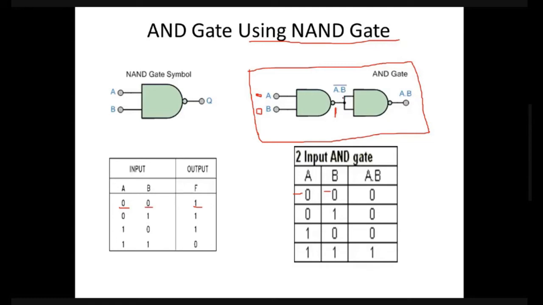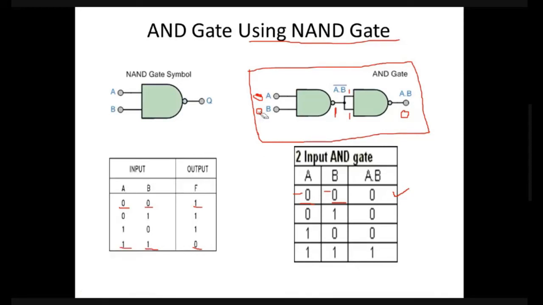This 1 goes to here also and here also. So this NAND gate's input is 1 1. What is the NAND gate output for 1 1? It is 0. So here we take the output as 0. So whenever the input 0 0 is applied, the output is 0. So in the first case, that is 0 0, the output is 0.